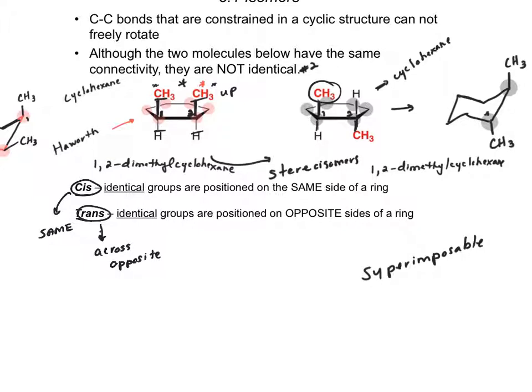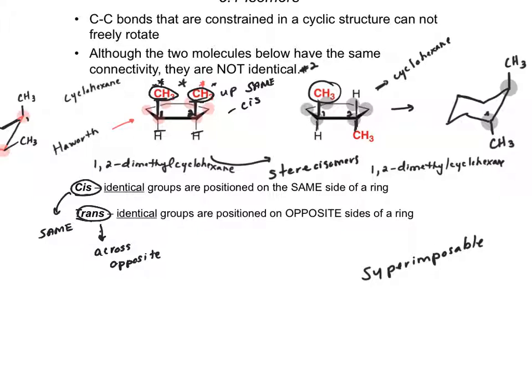Okay? So, when we're using this cis-trans, we're saying, how are these substituents, where are they relative to one another? Are they on the same side of the ring, or are they on opposite sides of the ring? So for this first one, where we have the methyl both in the up position, are they on the same side, or are they on the opposite side of the ring? They're on the same, right? So because these guys are the same, this is going to be labeled as cis.